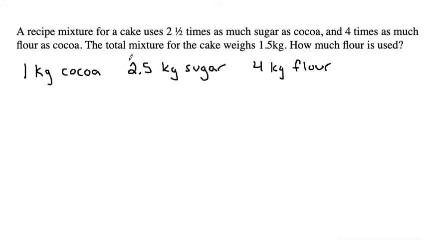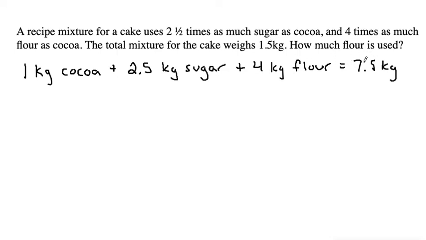So if we find our total mixture, our total weight, it would be 1 plus 2.5 plus 4. If we add all of those together, it gives us a total weight of 7.5 kilograms. So we have way more than what they want us to have.